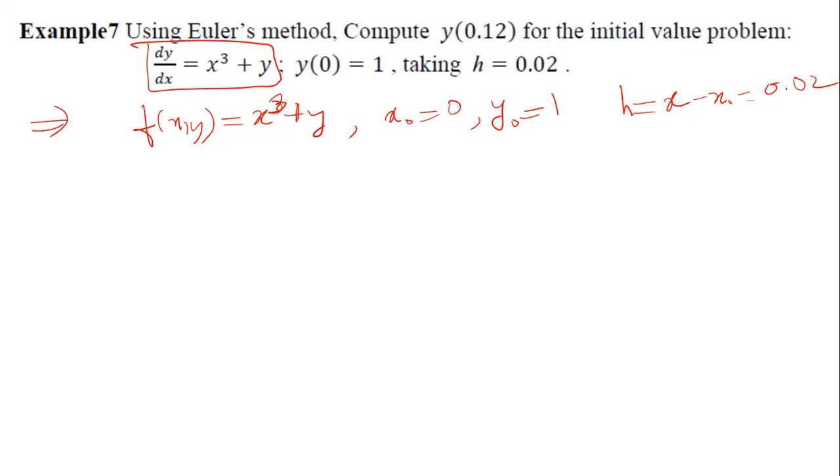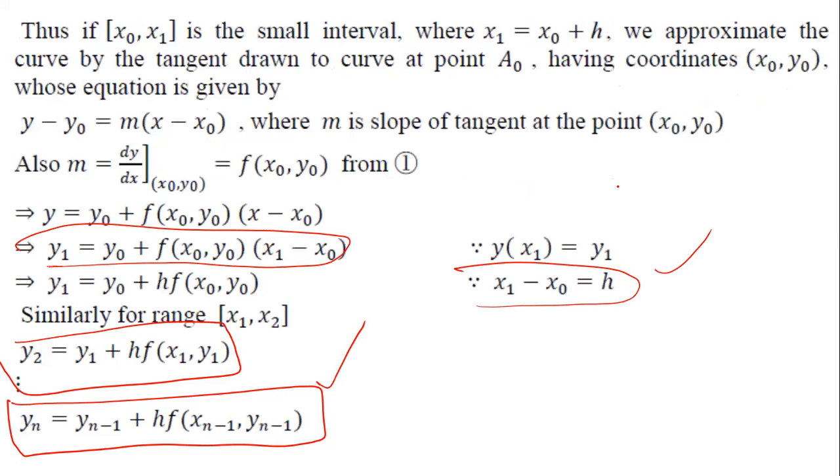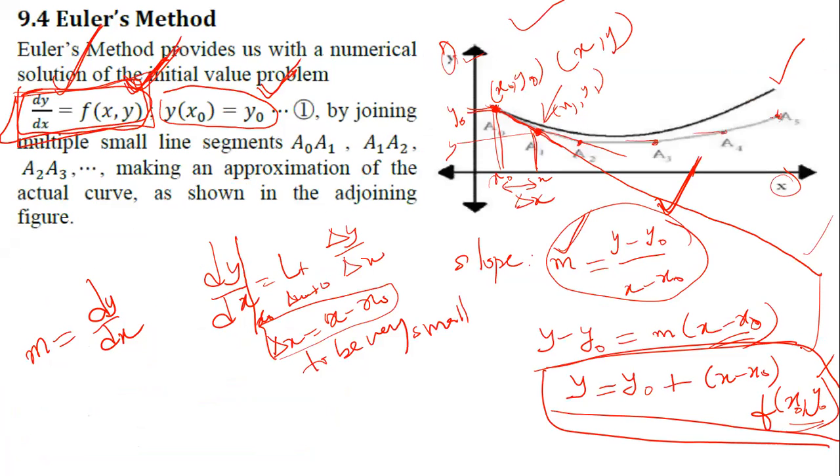Like I said, the general Euler equation will be y n minus 1 plus h f of x n minus 1, y n minus 1. This is the formula we are going to use. I hope you can arrive at this formula once you agree with this relation.